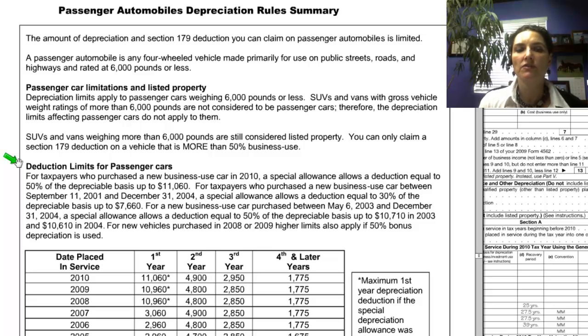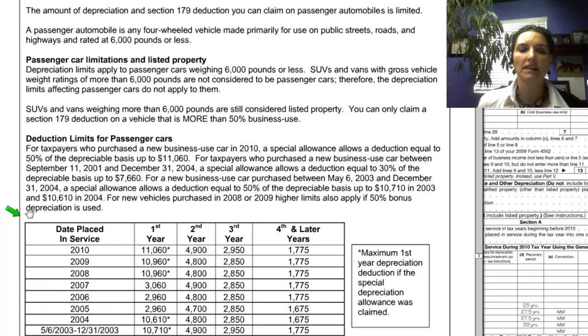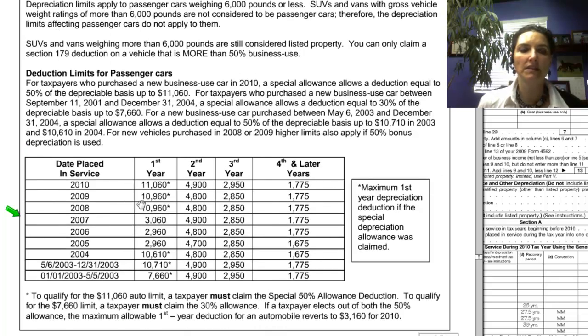And for new business use cars purchased between May 6, 2003 and December 31, 2004, a special allowance allows a deduction equal to 50% of the depreciable basis up to $10,710 in 2003 and $10,610 in 2004. For new vehicles purchased in 2008 or 2009, higher limits also apply if the 50% bonus depreciation is used. And again, here is the chart showing those limits.